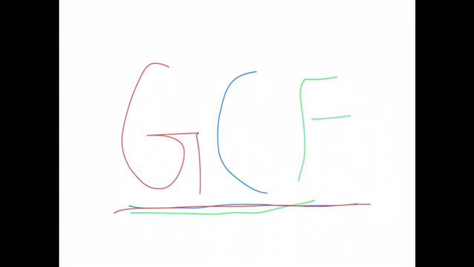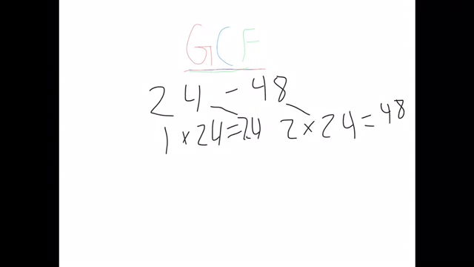How to find the greatest common factor. First, take two numbers. Okay, there's our two numbers. Now, think, what goes into both of those numbers? Okay, here it is. 1 times 24 equals 24, and 2 times 24 equals 48. Got that? Okay, now take 24 and put it right down here.